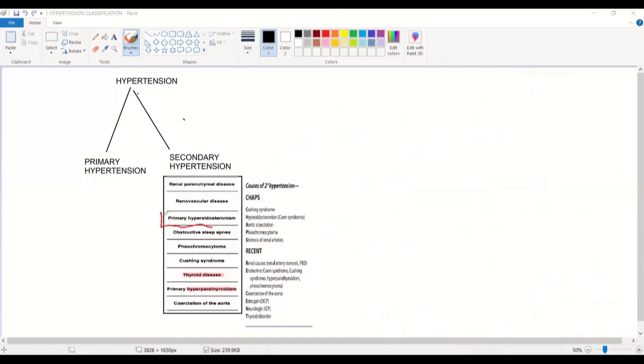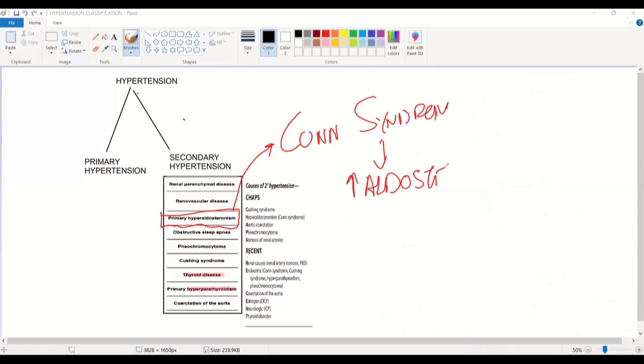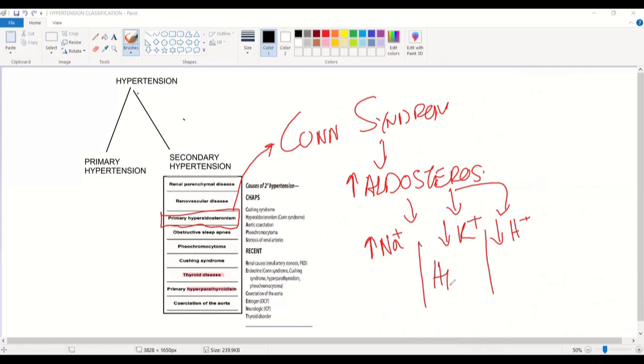So primary hyperaldosteronism is also known as Cone syndrome. In Cone syndrome, there is increased aldosterone. Increased aldosterone leads to increased sodium, decreased potassium, decreased hydrogen, right? So it will lead to hypokalemia and metabolic alkalosis, right?